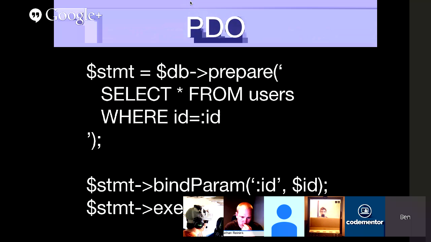We then run the statement bind command. We're going to say, hey, for the ID in here, actually give it the ID variable, and then execute. This might seem kind of dumb, it's a little extra work. Why not just stick the ID variable straight into that query? The difference is when you do it this way, it's going to automatically escape it for you.